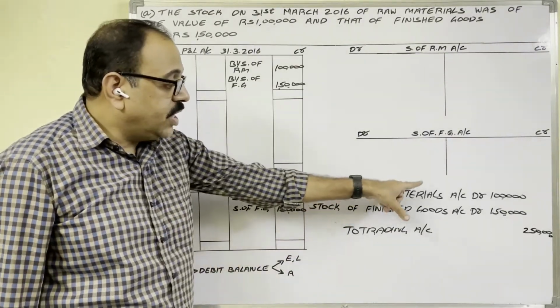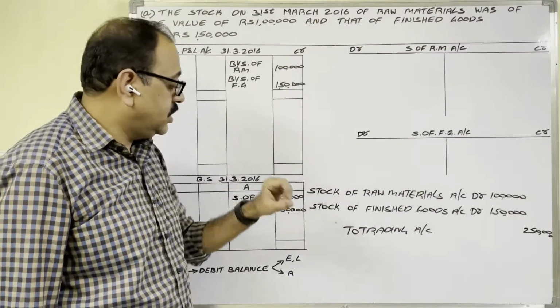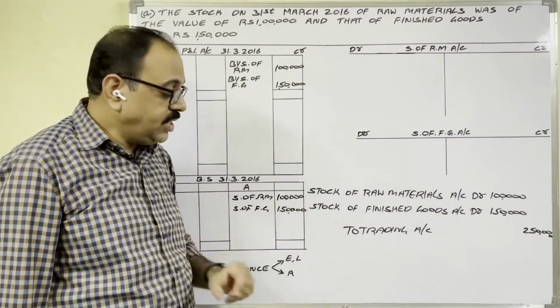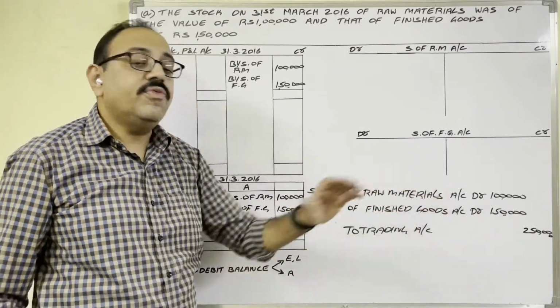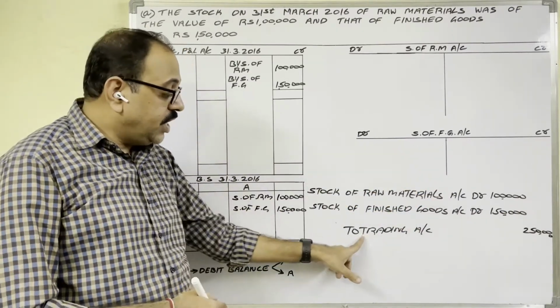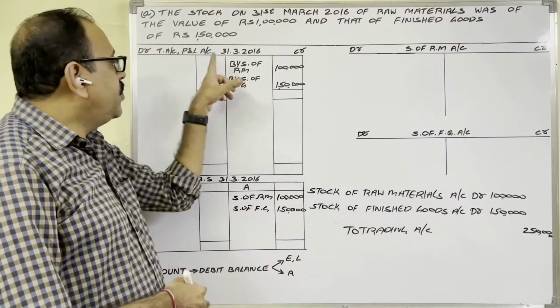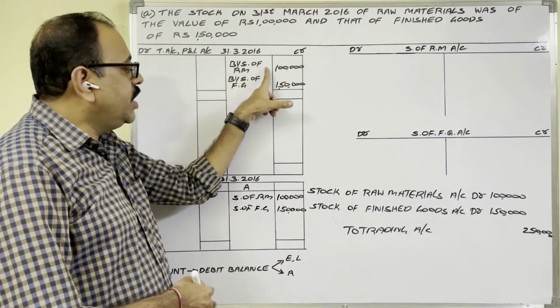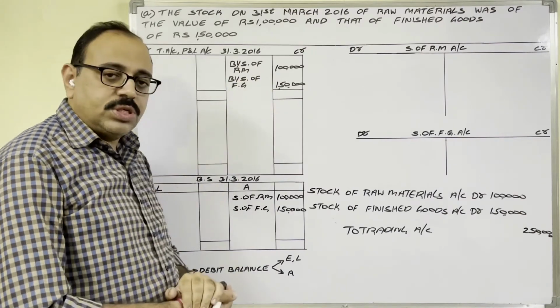Stock of raw materials account debit 1 lakh rupees. Stock of finished goods account debit 1,50,000 rupees. To trading account 2,50,000 rupees. As the trading account is credited, in the trading account credit side we have to post this: by stock of raw material, by stock of finished goods.